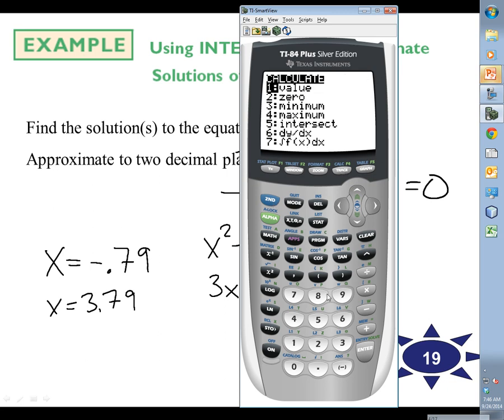We'll calculate our zeros. Number 2. Let's go to the left of the first 0. Let's go to the right of the first 0. And let's jump on the guess. And look at that, negative 0.79.